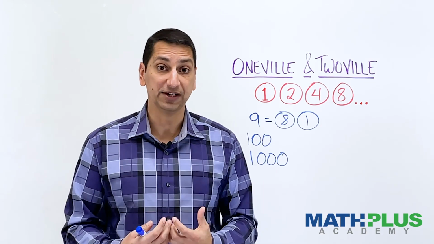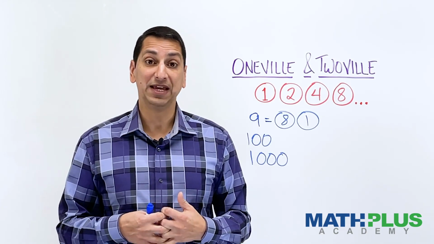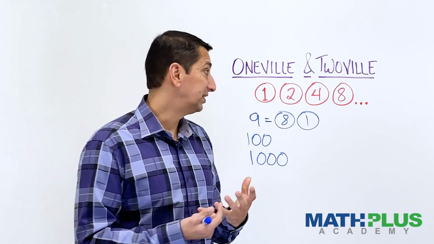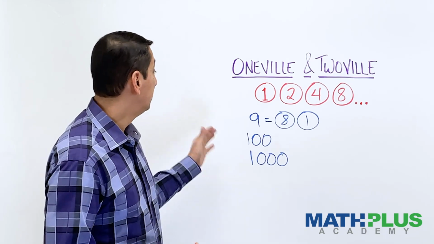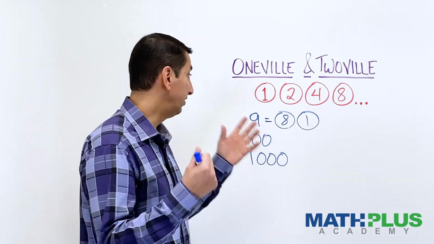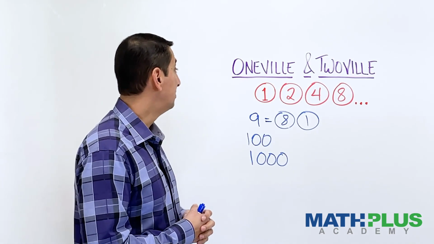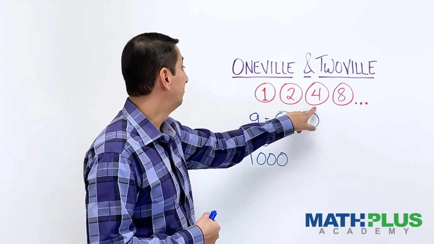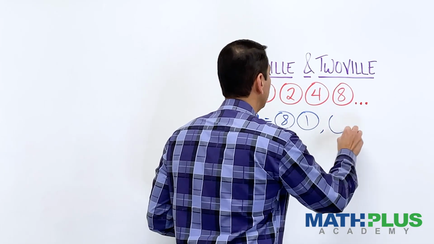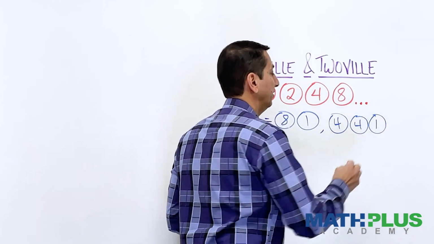In Twoville, the law says you can use as many as 2 of each coin. So for example, in Twoville, for 9, you could still do 8 and 1. That's fine. One of each. But now you could double up on some of these other coins. So maybe you could do 4 and 4 and 1. So I'd have another solution here, which would be 4, 4, and 1.